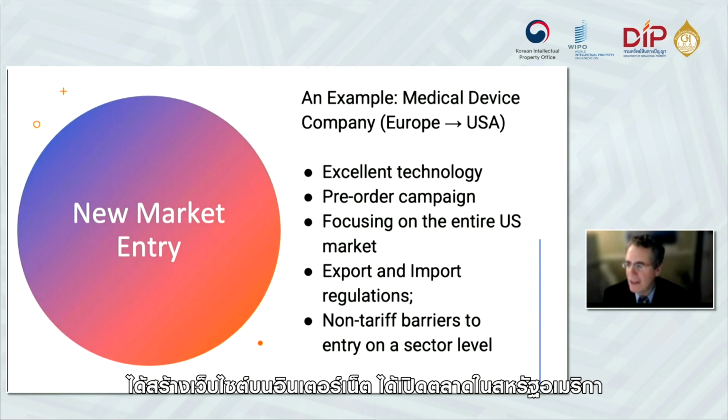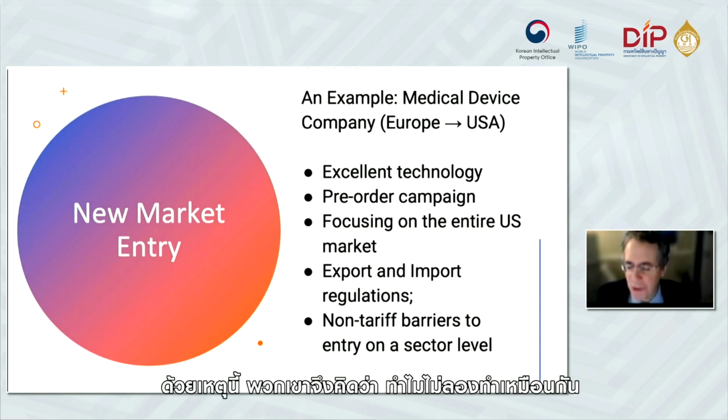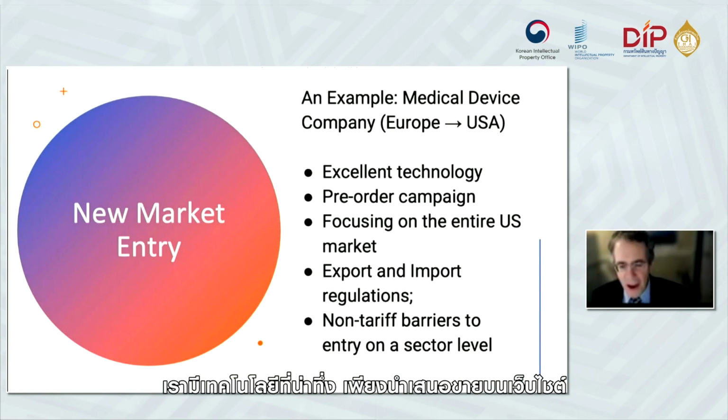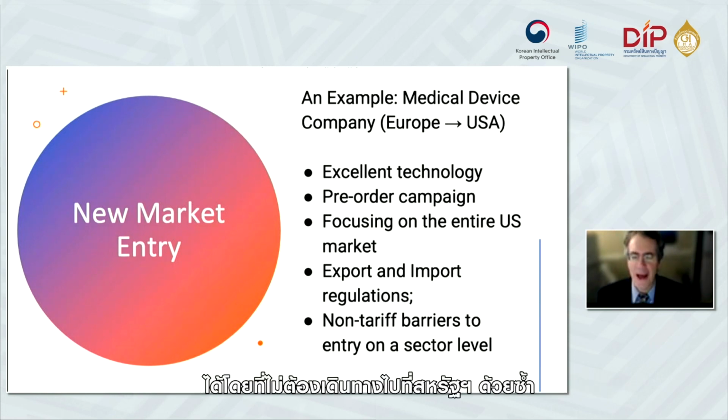They created this landing page e-commerce campaign, and they had gone to the US market, and they were a wild success. So of course they thought to themselves, well, hey, why don't we do the same? We've got this great technology. We'll just put up a website, and we'll be a raging success, and we'll conquer the U.S. market without even going there.